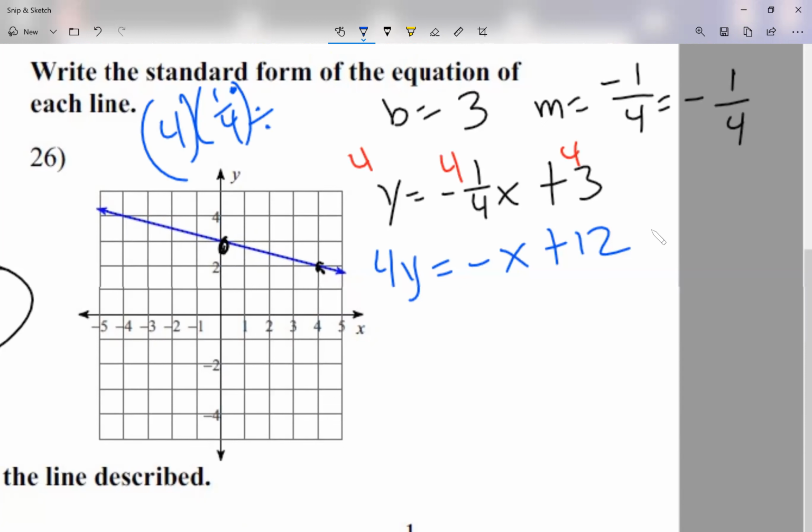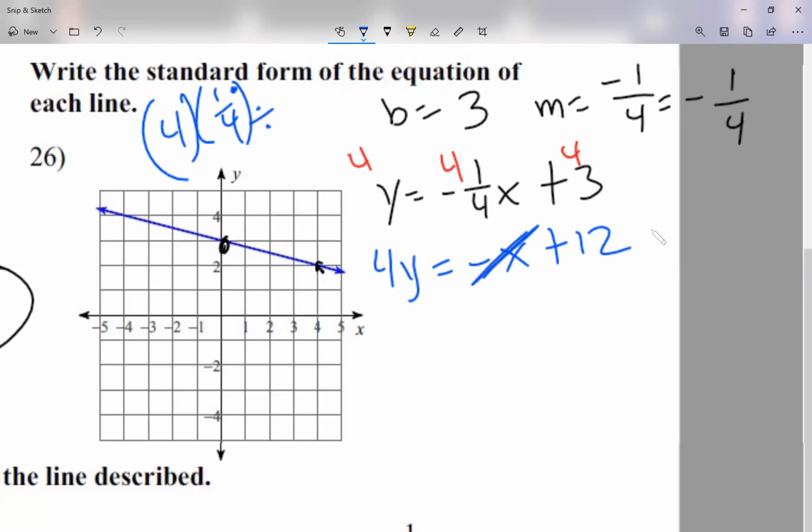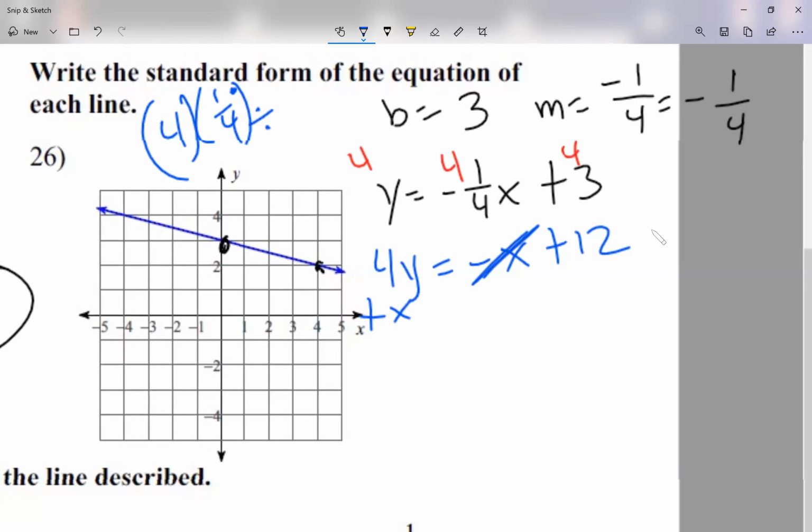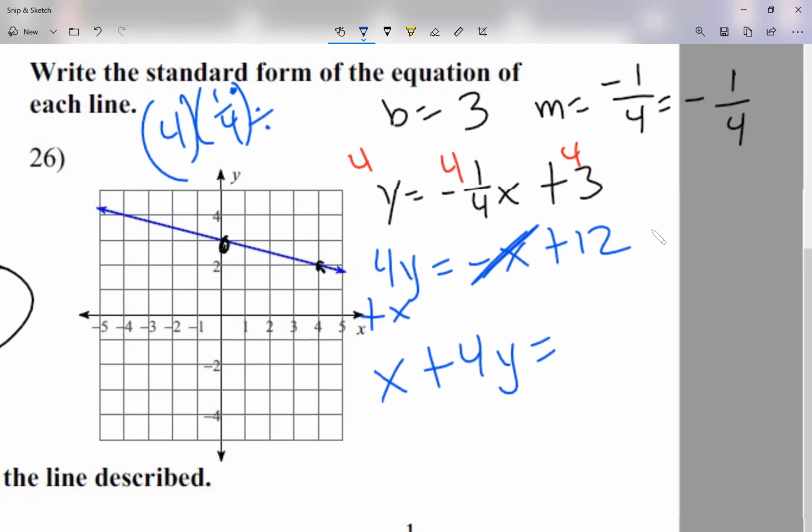All right, so no fractions. Second thing is move the x and the y to the left side. So my -x, let me move it as a +x. So I have x plus 4y equals 12. No fractions, x and y are on the left side. My x cannot start with a negative. So if it starts with a negative, switch all the signs. In this case, it doesn't. So that's it. x plus 4y equals 12.